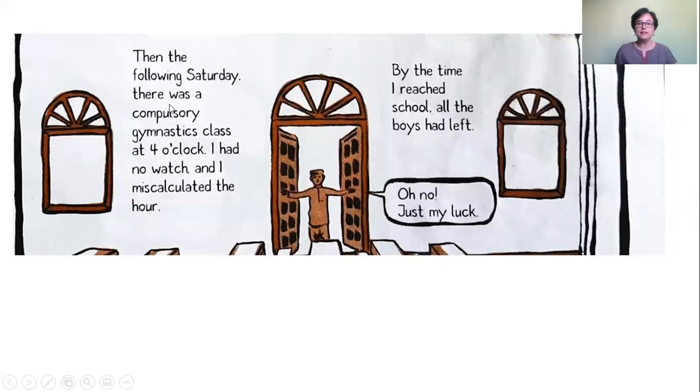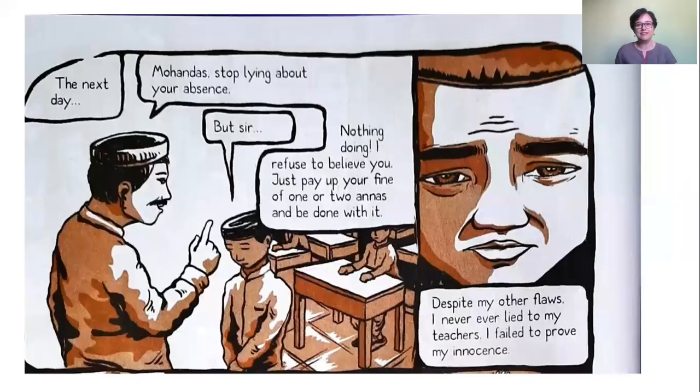Then the following Saturday, there was a compulsory gymnastics class at 4 o'clock. 4 in the evening, they had a compulsory gymnastics class. I had no watch and I miscalculated the hour. So Gandhi says he had no watch. Because he had no watch, he miscalculated the time and he missed that gymnastics class. By the time I reached school, all the boys had left. They had finished with the class and the boys had already left. So he says, oh no, just my luck. Bad luck, really bad luck.